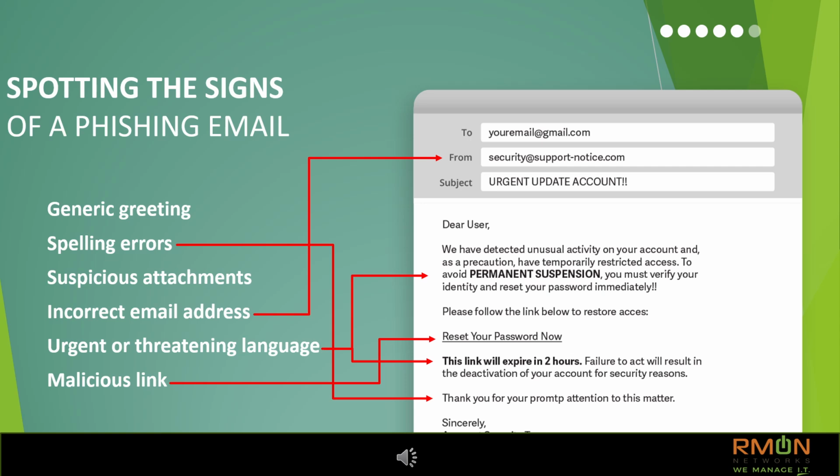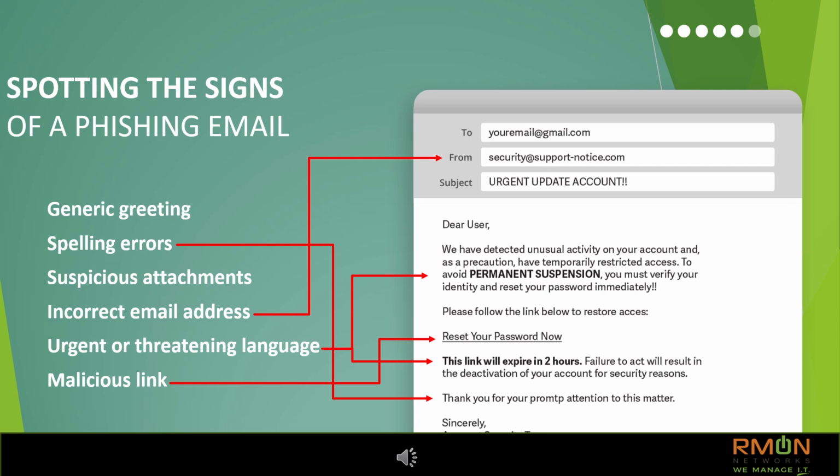An incorrect email address. Look closely. The sender's name might say PayPal, but the actual email is from random123@gmail.com. That mismatch is a dead giveaway. Urgent or threatening language. Act now or lose access, or your account has been suspended, are classic tactics to create fear. Don't take the bait. Slow down and verify.